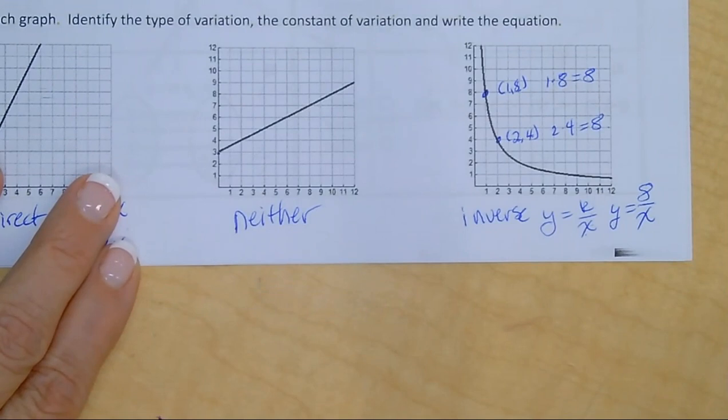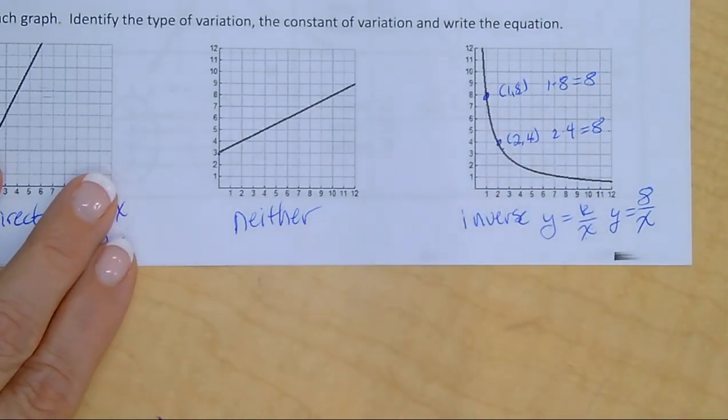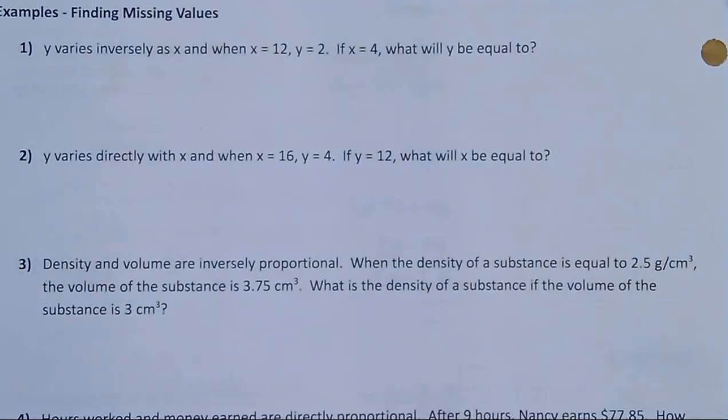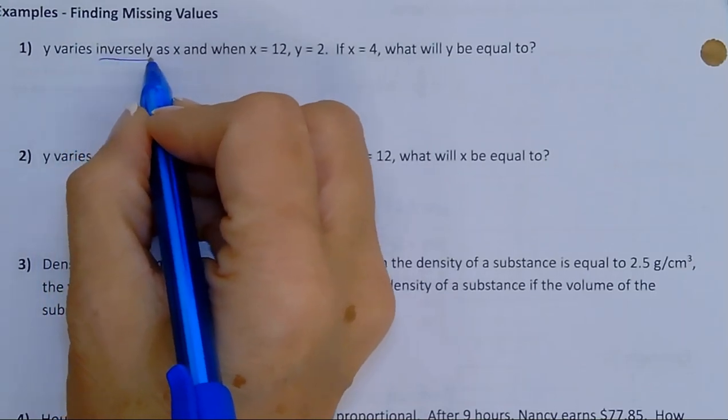As long as I know it's an inverse relationship and I can figure out any of the ordered pairs, I can figure out what that k value is. So you're going to take some time finding missing values. You're just going to have to remember if it varies inversely, y equals k over x, and if it varies directly, y equals k times x. So let's take a look. We know in this case y varies inversely.